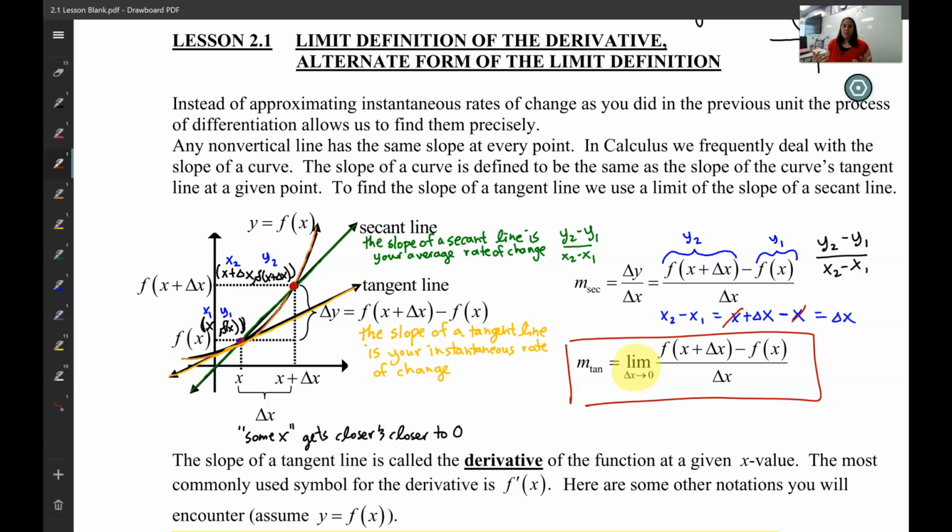That's what a derivative is. That's what this equation means. In the next video, we're going to go about actually applying that equation to calculate derivatives.